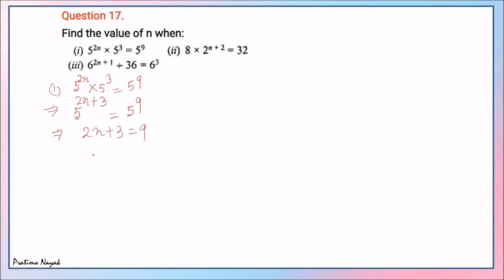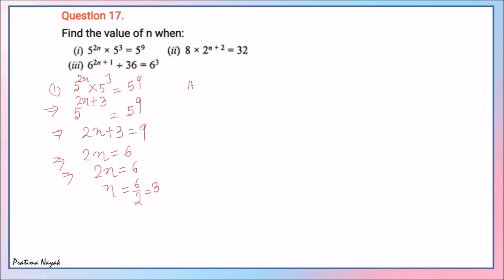So can you get the value of 9? Not the value of 9, the value of n. So 2n is equal to 6, 9 minus 3. n is equal to 6 by 2, that will be 3. So this is the answer of part 1.